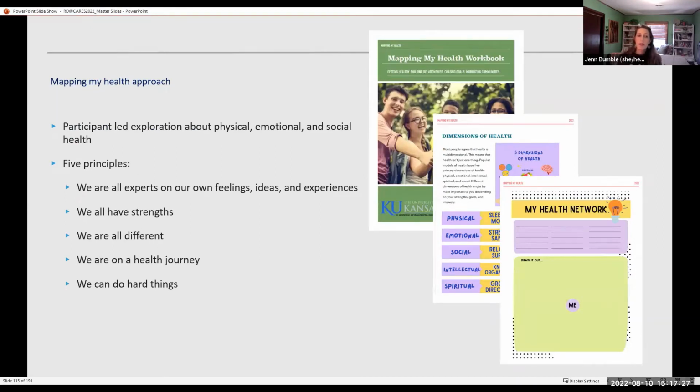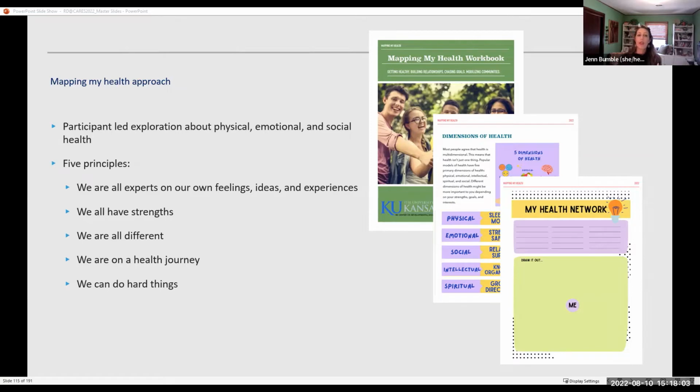This is a participant-led exploration. We have a Mapping My Health workbook, where people move through lessons. There are examples, and after each lesson, we go through and complete worksheets to apply the lessons learned. We're also talking through these different concepts and problem solving and brainstorming as a group. There are 5 principles that guide the Mapping My Health project. The first is that everyone is an expert on their own feelings, ideas, and experiences. We also believe that everyone has strengths. We are all different. Everyone is on a health journey.